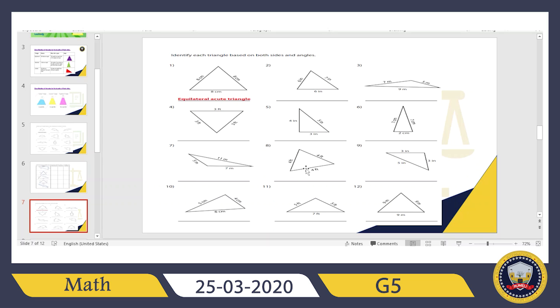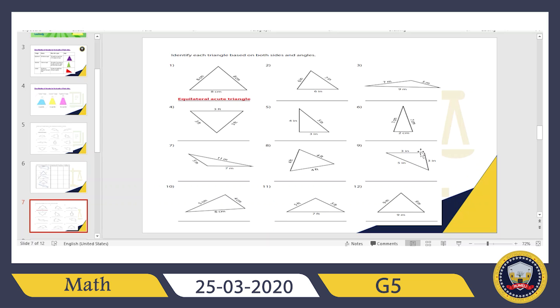First 4 feet, second 4 feet, and the third 4 feet. All the sides are equal in their length. So I name this triangle an equilateral triangle. Super, equilateral triangle. As all sides are equal, I name this triangle an equilateral triangle. Number 9, first side is 3, second side is 3 inches, and the third side is 5 inches.